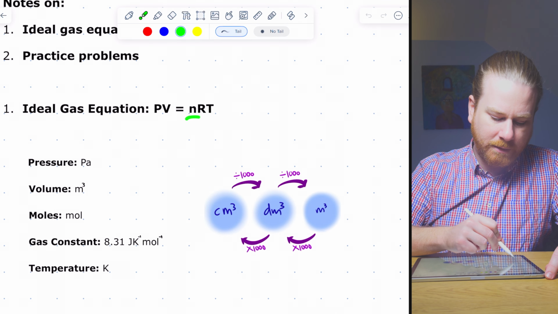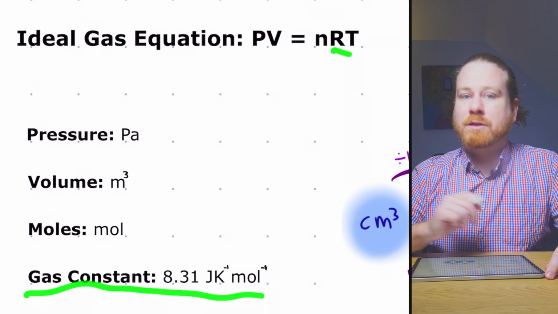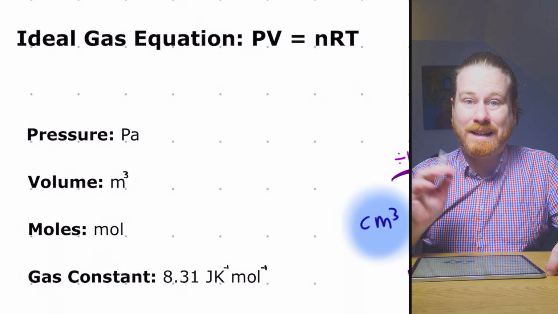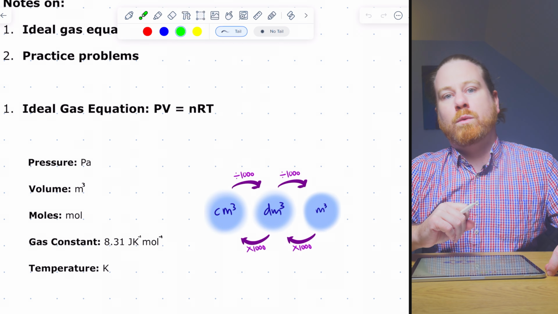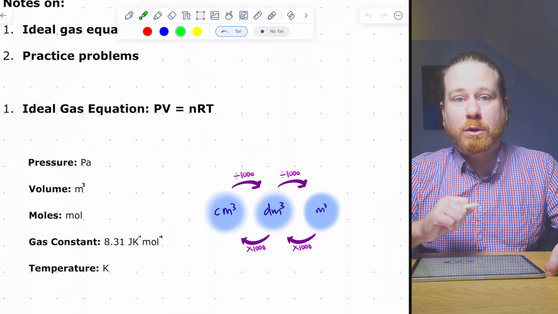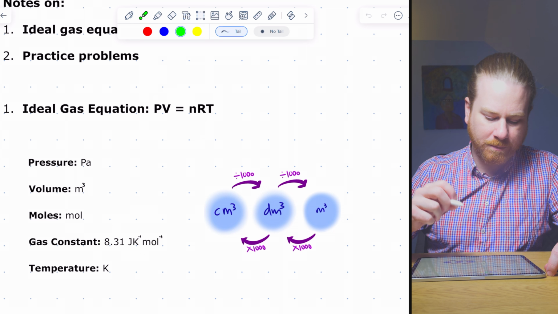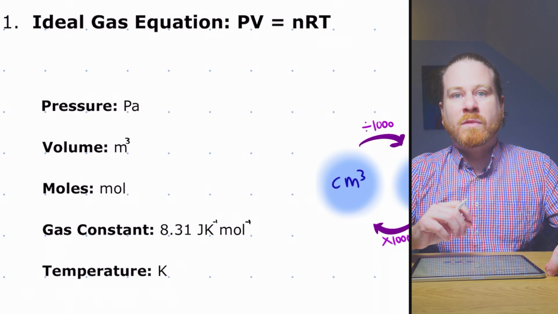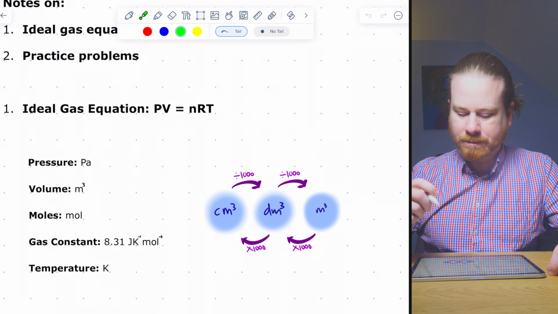Then n stands for moles, and R is the gas constant. We've talked about constants quite a lot in the last few videos, and this is the value here, 8.31. Both the equation and this number are in the data booklet, so you don't need to worry about remembering those. And finally, temperature is in Kelvin. All of these units are pretty straightforward, apart from maybe volume being in meters cubed.